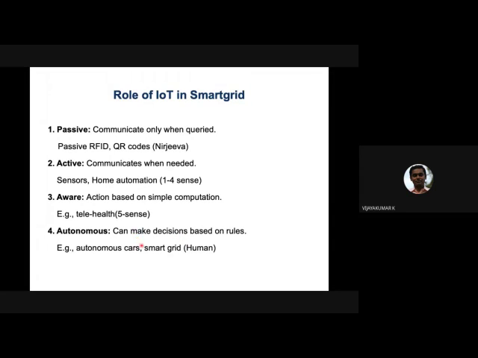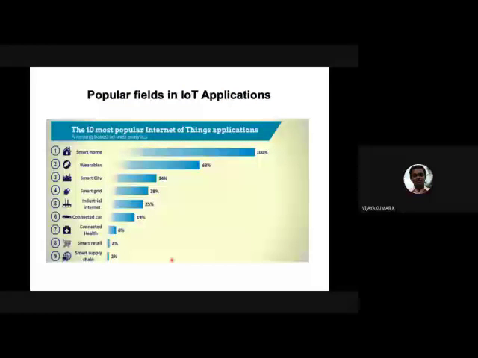That's why the smart grid is also an autonomous system. The grid itself, the machine itself, can take the decision, right? The machine itself will take the decision. That's how we are making the grid smarter. So these are the popular fields in IoT applications.